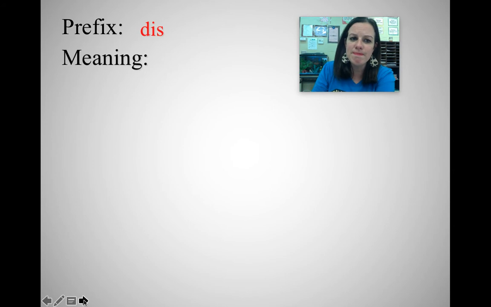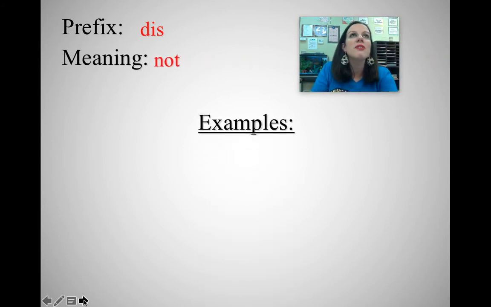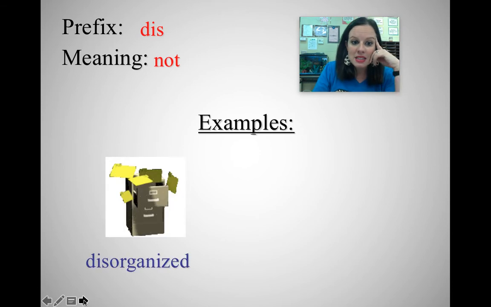All right, let's look at this one. Dis. Dis means not as well. Wow, there's lots of prefixes that mean not. Disorganized. This would mean that you were what? Not organized. Oh my goodness.